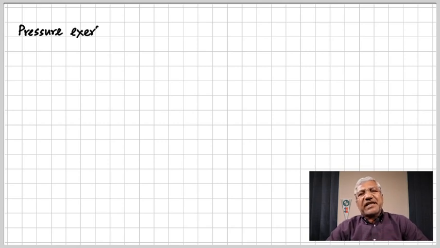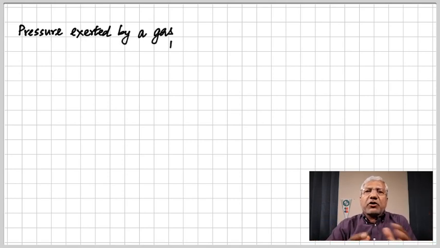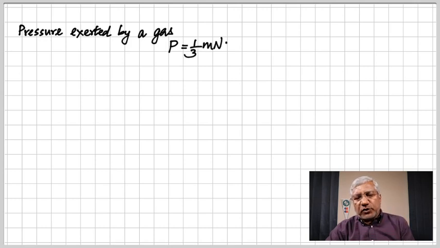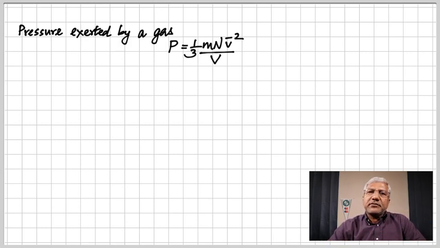Now, moving forward, you have to know the pressure exerted by a gas kept in a container. Here we're talking about an ideal gas. Pressure exerted is 1 over 3 m N v bar squared by V. Now, let me explain the terms. m is the mass of a molecule. N, caps N, is the number of molecules. And in the denominator, we have volume.